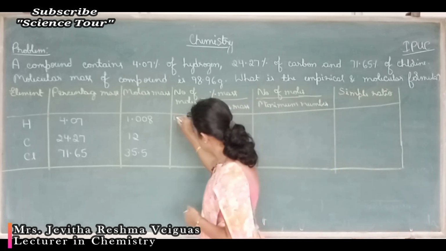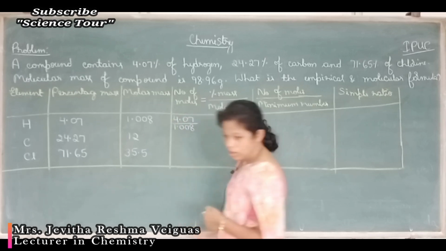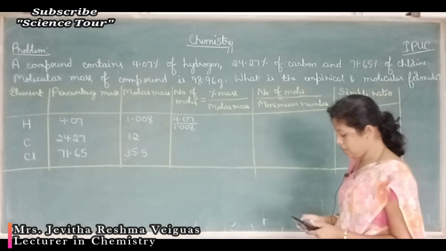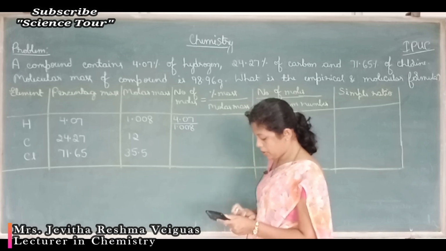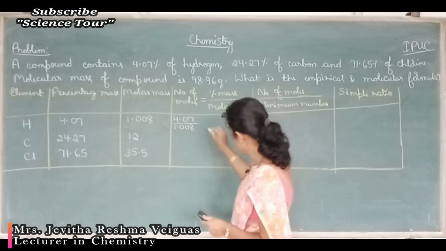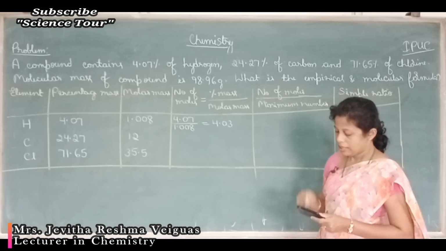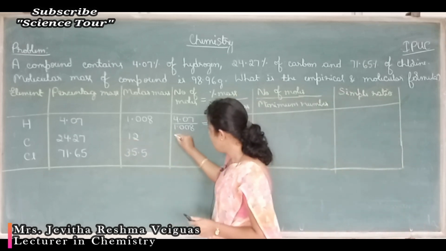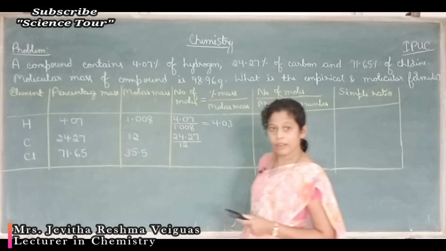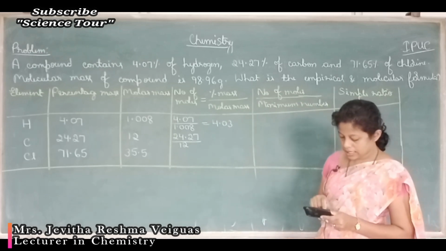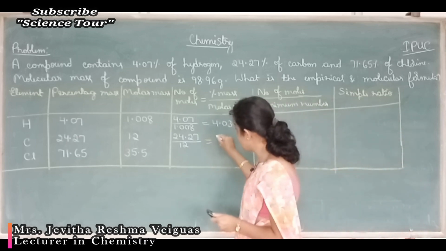For hydrogen, it is 4.07 divided by 1.008. So let's find the answer for this. It is nearly 4. 4.07 divided by 1.008, the answer you will get is 4.03. These are the number of moles of hydrogen. Next, find the number of moles of carbon, that is 24.27 divided by 12. 24 divided by 12, we know, is 2. Exactly, it is equal to 2.02.